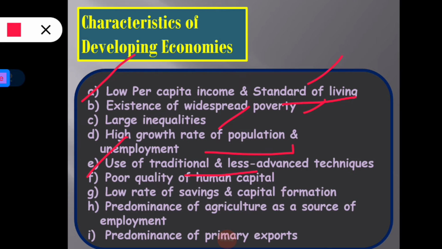So there is no technological development or minimum technological development, it leads to poor quality of human capital. So educational level of people is lower than the developed economies. Now going to the next one, there is low rate of savings and capital formation. Obviously the amount of production is low, so cost of production is very high. So when cost of production is very high, it leads to low rate of savings and capital formation.